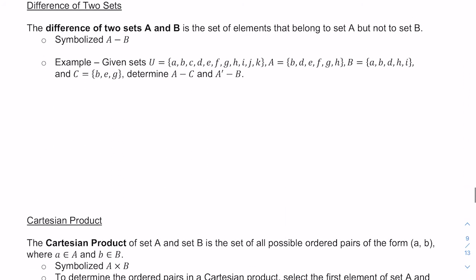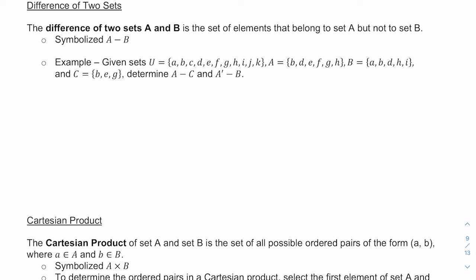The last 2 things we're going to look at are difference of 2 sets and a Cartesian product. So the difference of two sets A and B is the set of elements that belong to set A but not to set B. And the symbol for it isn't anything like earth-shattering, it's just A minus B. Okay, so it's like you're subtracting two sets.